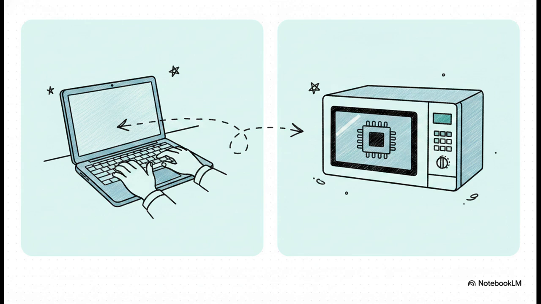First is the host platform. This is simply the developer's laptop or PC where the code is actually written. Second is the target platform, and this is the actual hardware where the software will eventually run. Now, sometimes they're the same thing, but for embedded systems, they are radically different. Just imagine writing code for a microwave oven. Your laptop is the host, but that microwave, that is the target.